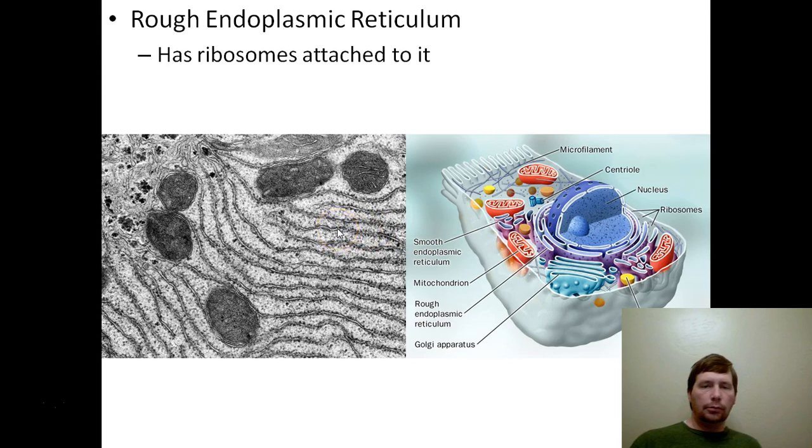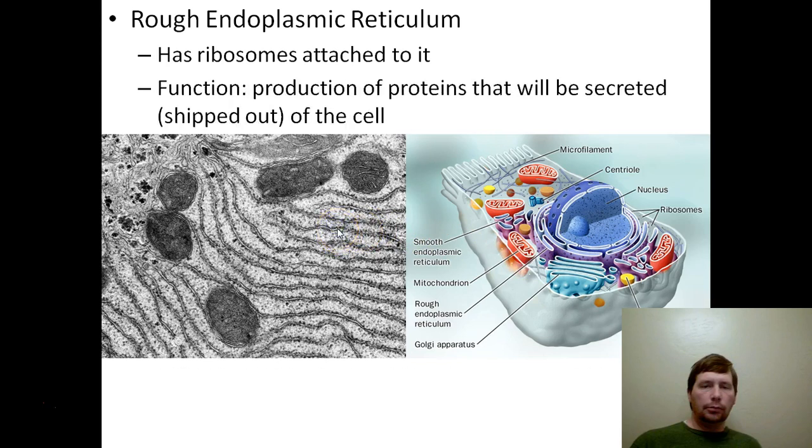What's the function of the rough endoplasmic reticulum? This is a place where proteins are made. Now, the rough ER itself does not make the proteins. The ribosomes that are attached to the rough ER, that's actually what's going to make the proteins. But the purpose of the rough ER is it's going to make proteins that the cell will then ship out.